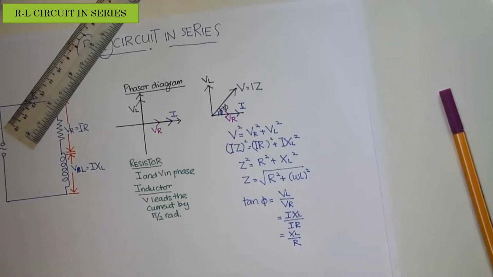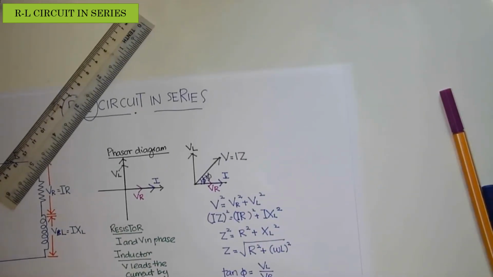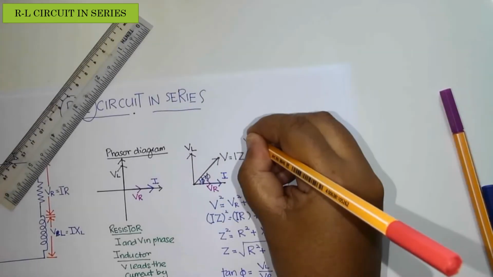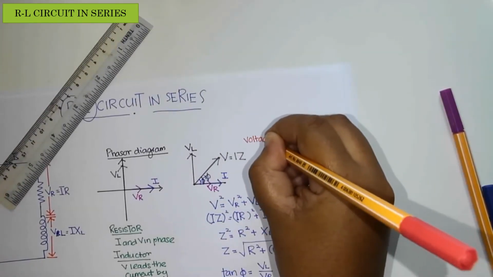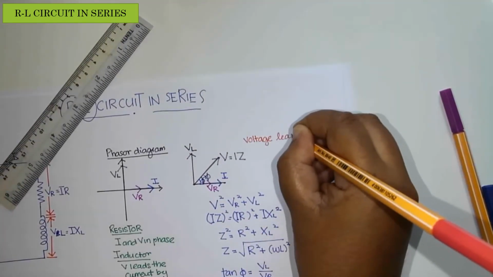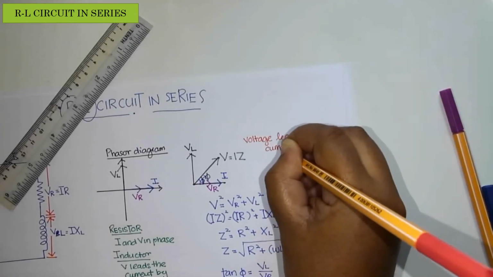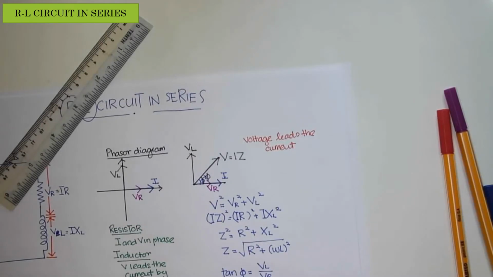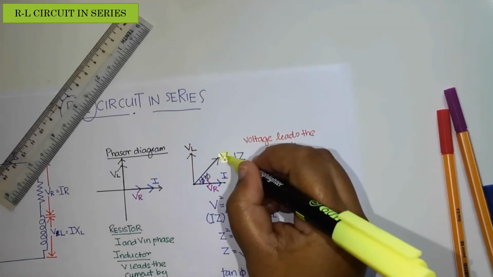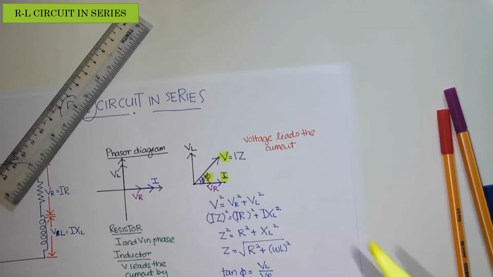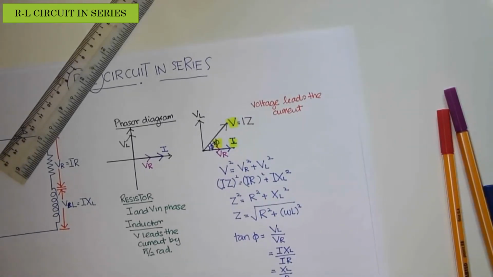Now when you find the phase difference, you will realize that from here we can make a conclusion that the voltage leads the current. Voltage leads the current. Voltage leads the current with a phase difference of phi.